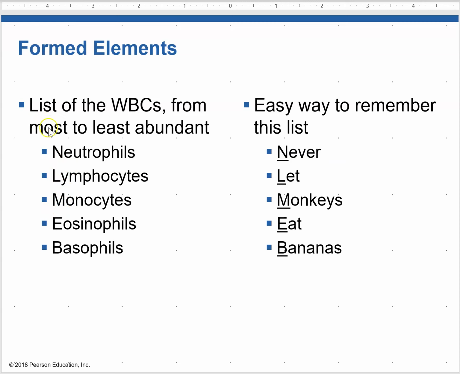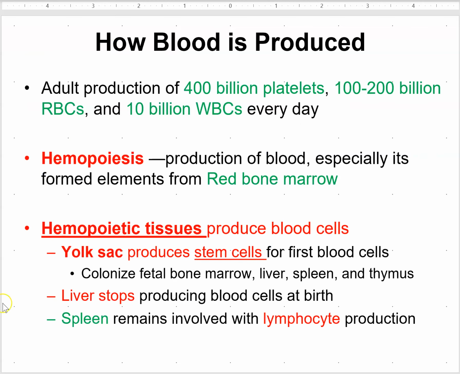So an easy way to remember the most to least abundant white blood cells is to remember, never let monkeys eat bananas, in that order. So you have a lot of neutrophils. So if you make a blood smear, you'll most likely spot a neutrophil, but the basophils are really, really hard to spot because they're present in a really low concentration.